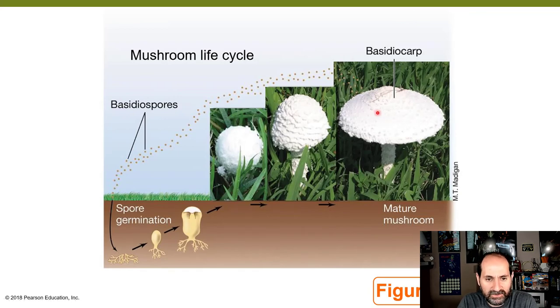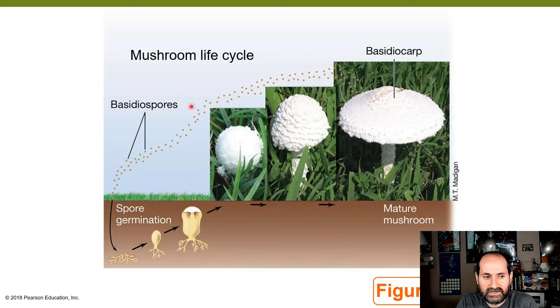Here you can see the fruiting body of a mushroom. That's the fruiting body of a mature mushroom. Let's start with the mushroom. So this is the life cycle of a mushroom. You've got the fruiting body, and this structure here is the basidiocarp. Underneath the basidiocarp are the gills of the mushroom, where the spores are formed.